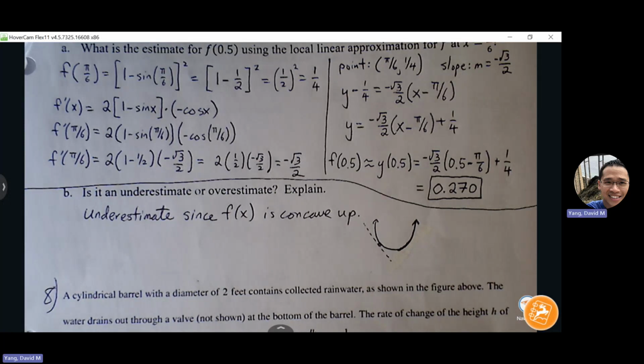Right, number 8, a cylinder with diameter of 2 feet contains collected rainwater. Water drains through a valve at the bottom of the barrel. And we know we're dealing with a cylinder, so let's remind ourselves cylinder is easier than cones. There's no need to do similar triangles. Get that radius replaced with a number, and then the volume equation will be a lot easier to work with. Don't hold on to that radius variable. There's no need to.